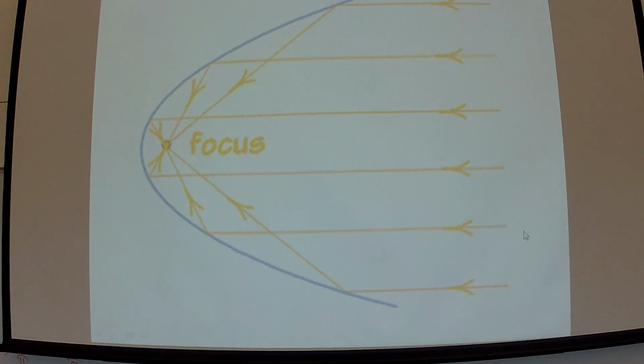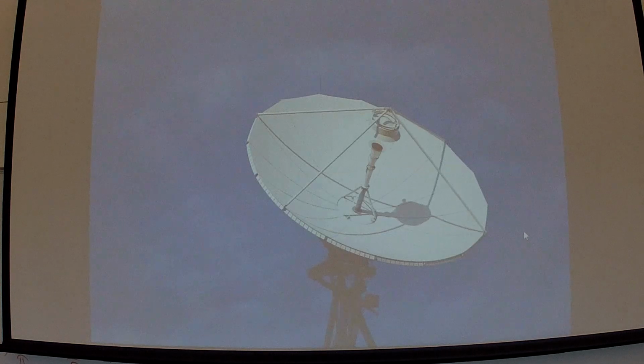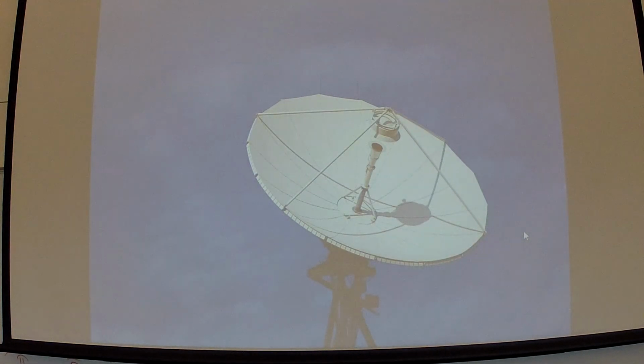This is really, really cool for your lives in a lot of ways. For example, how many of you have seen one of these? That's a parabolic antenna. Why would this be a good shape to use for collecting things like radio waves or television waves?